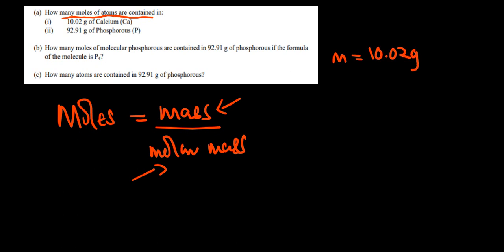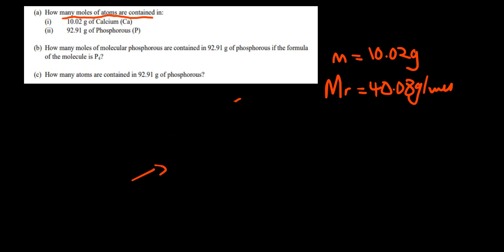The mass that we've been given to use is just 10.02 grams, and then the molar mass, which is represented by Mr, we are going to get from the periodic table. So you go to your periodic table and get your molar mass. You can round off your molar mass to 2 decimal places. So for calcium, the molar mass is 40.08 grams per mole.